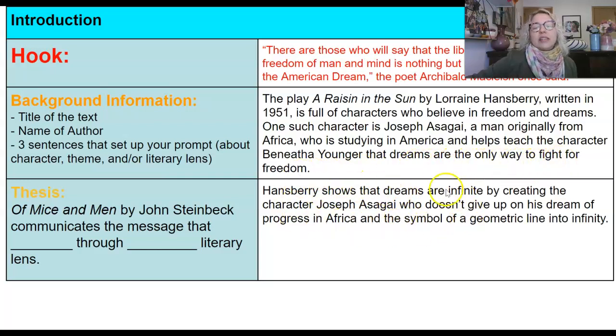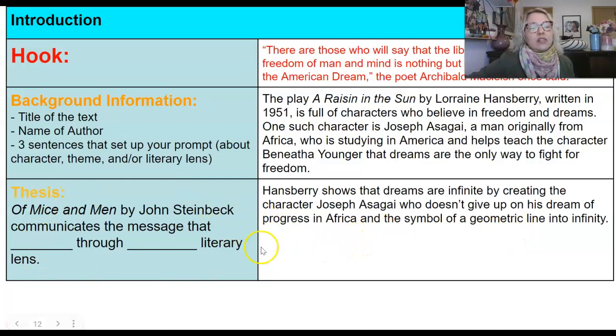And now I get to my thesis statement. So I've included the name of the play, the name of the author, when it was written, I introduced this character, and one of the key themes. And now I go into the thesis statement. Hansberry shows that dreams are infinite by creating the character Joseph Asagai, who doesn't give up on his dream of progress in Africa and the symbol of a geometric line into infinity.